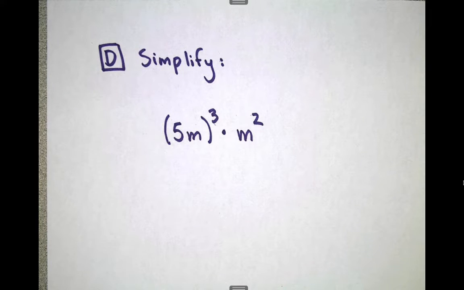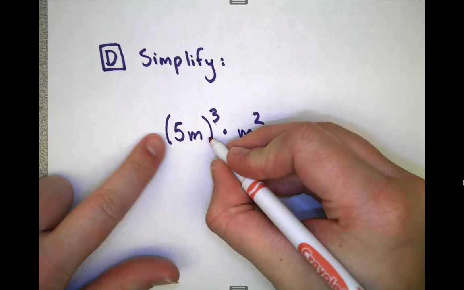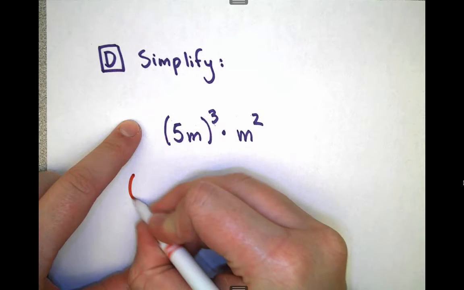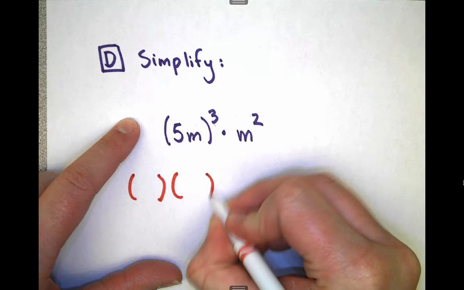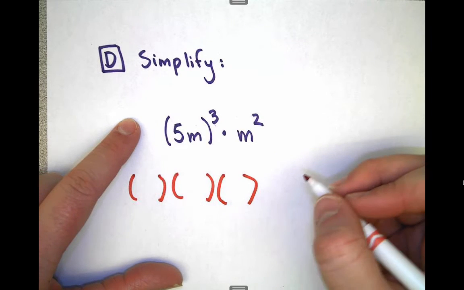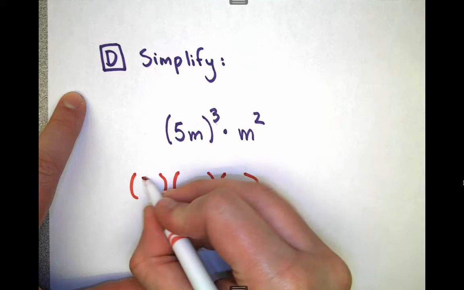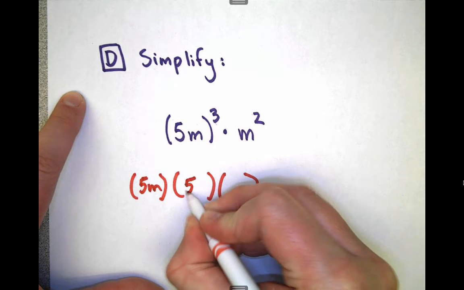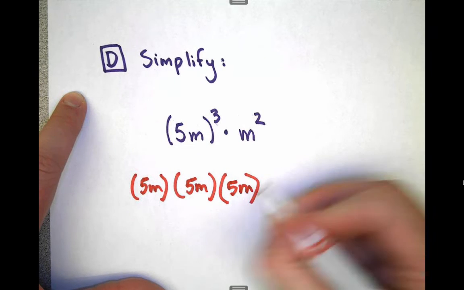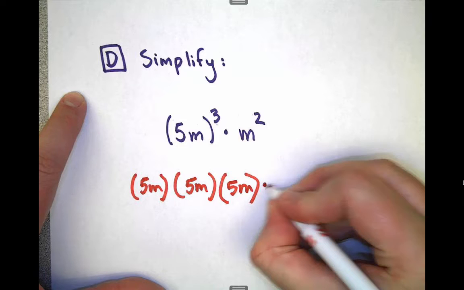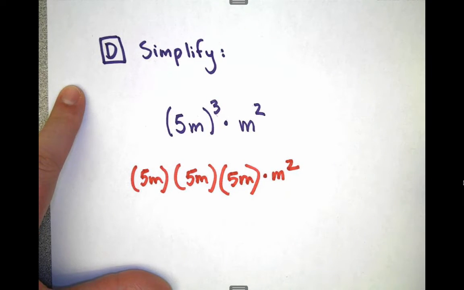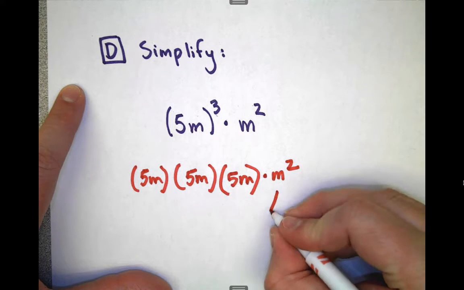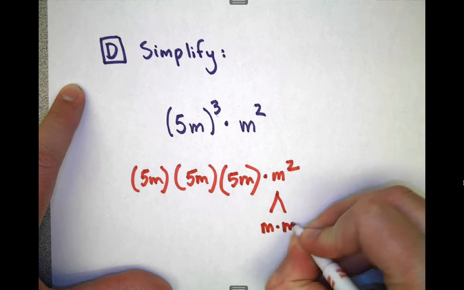Ready to check? Okay, so we have another parenthesis to the 3rd power. So we have 1, 2, 3, 3rd power. Inside is a 5m. So we have 5m, 5m, and 5m. On the outside, we have times m squared. That is not part of the 3rd power. It's on its own. But m squared breaks down into m times m.